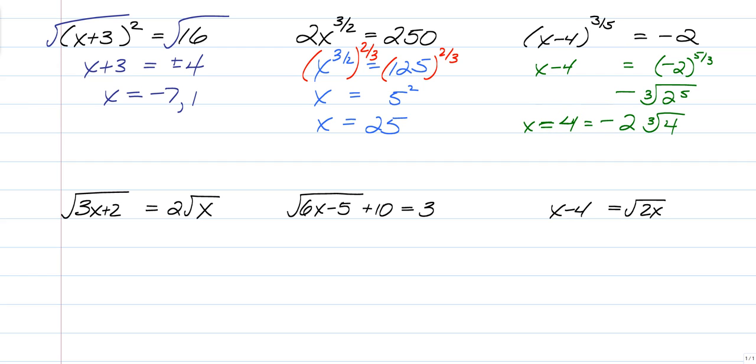So all we have to do is then add 4 to both sides, and you'll have your final answer. So x is equal to 4 minus 2 cube roots of 4. And you're just going to leave it like that. There's no way to write that as a nice pretty number.